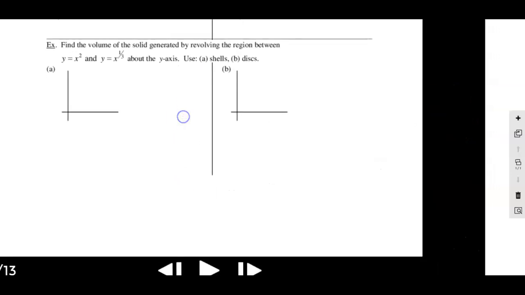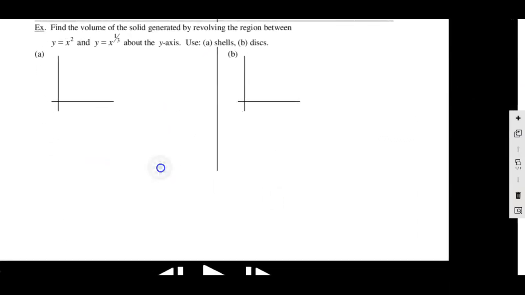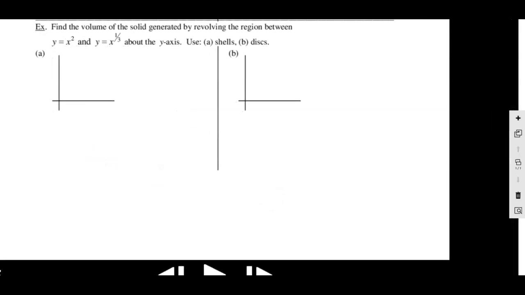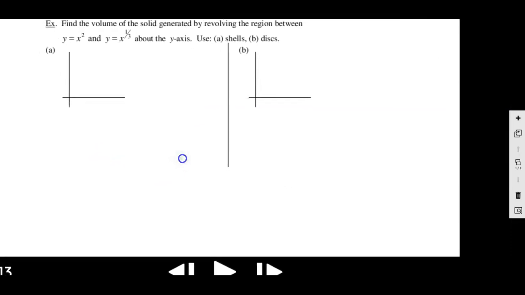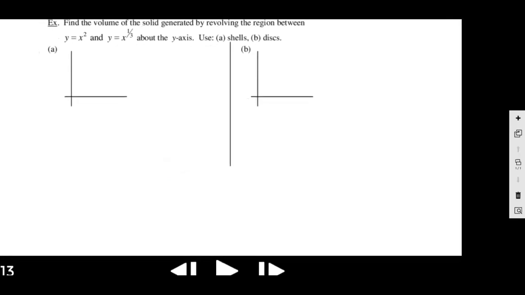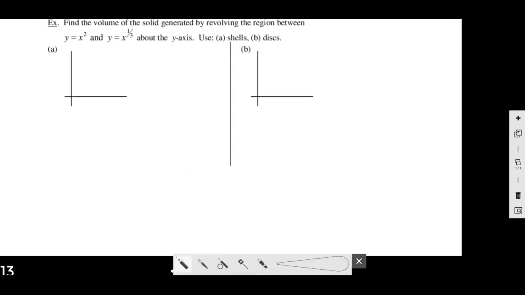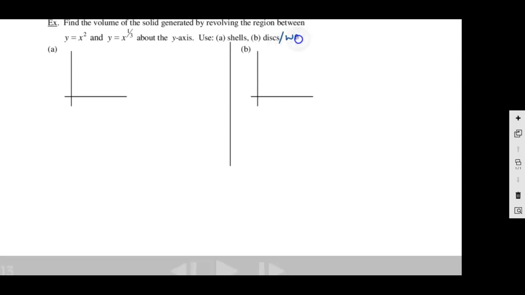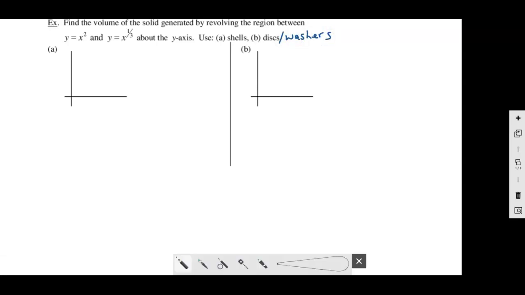Here we go. It says find the volume of this solid generated by revolving the region around the y-axis. It says for A, we're going to use shells, and then for B, we're going to use discs. Instead of discs, it's actually going to end up being washers. Oh, well. So that one's actually going to end up being washers. All right, let's do it. Let's do the shells.